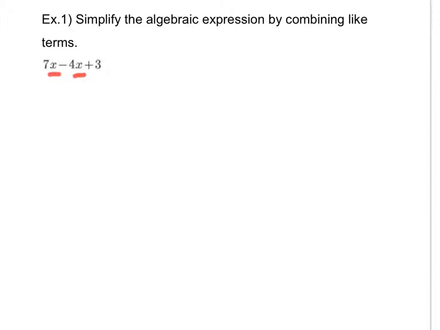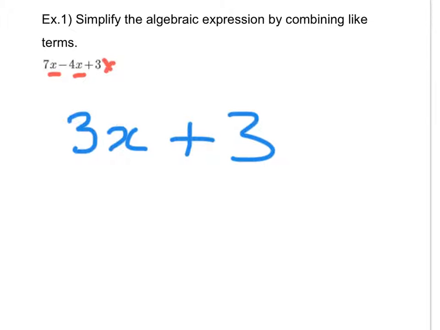So if you look at the first one, I have 7x. I take away 4x's, minus 4x. So if I have 7x and I take away 4 of them, how many do I have? I have 3x. And now look at the last term, the plus 3. There's nothing to add that to, because there's no like term. This 3 is just a number. We can only add that to other terms which are just numbers, and there's no other term which is just a number. So that just stays as it is. Okay, so when you simplify that, that's what you get, 3x plus 3.